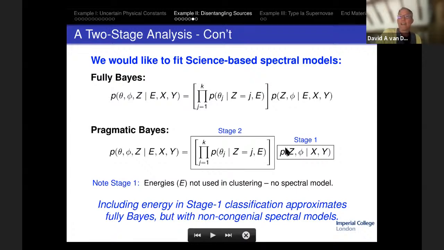So the pragmatic Bayes is a lot more like what you might expect if you were just not using energy to do the classification. And then there's no problem with these non-congenial models because there is no spectral model in stage one, right? So using whatever spectral model you like in stage two is completely fine, but you're not using the spectral data to determine which photon comes from what source, so you're throwing away a bit of information.